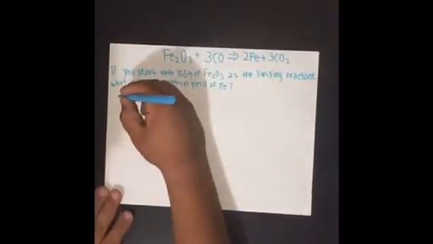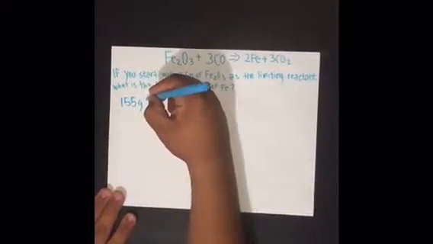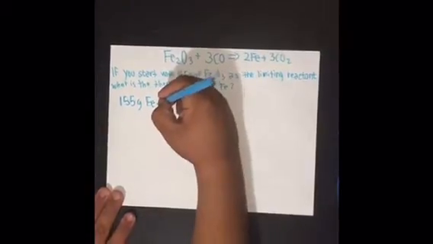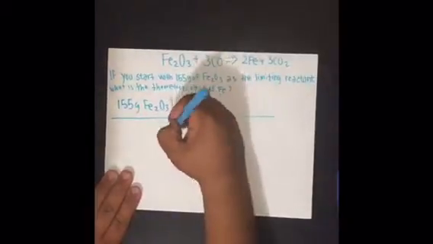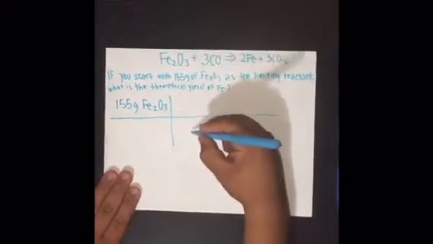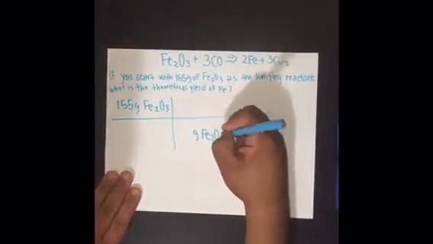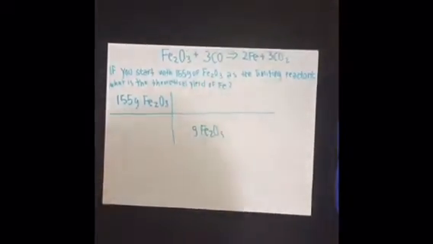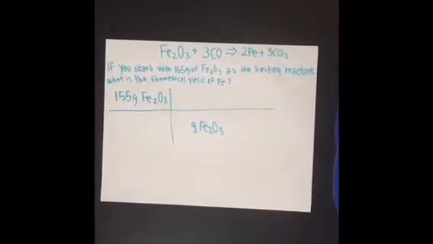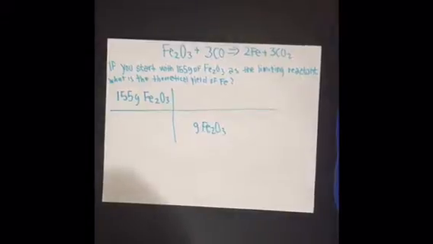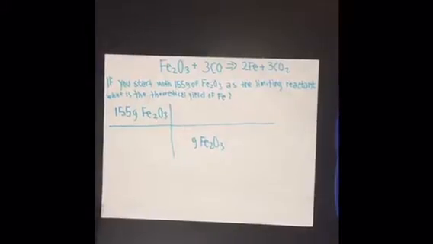So, as always, start with your given. 155 grams Fe2O3. Then you put the same thing on the bottom, so grams of Fe2O3. And to find this number, you have to go into your periodic table. So Fe equals 55.86. I usually round it off to 56. So get my calculator.